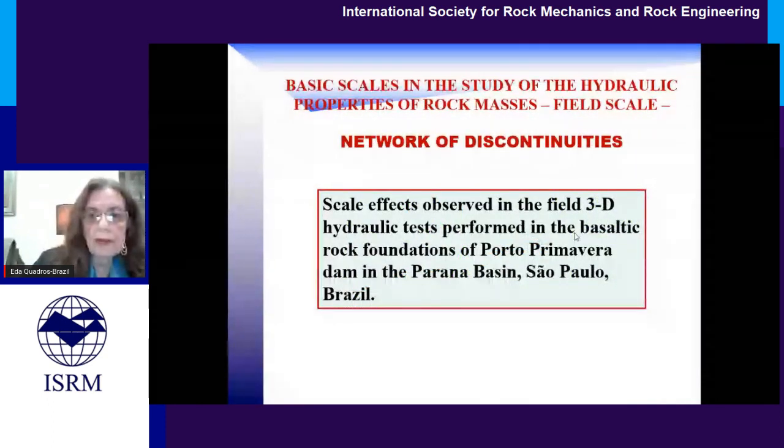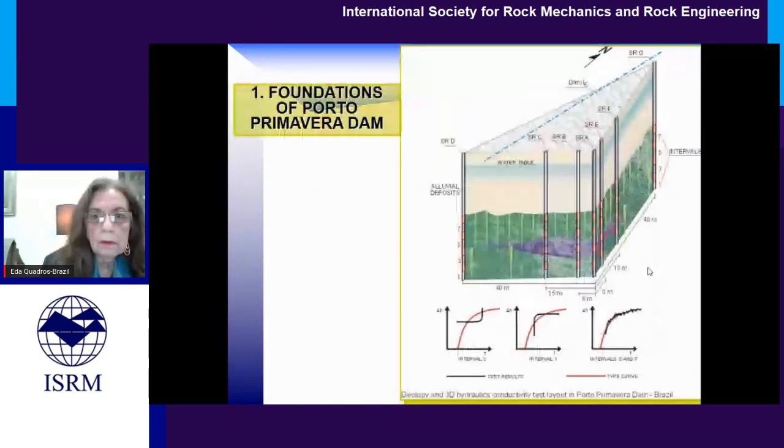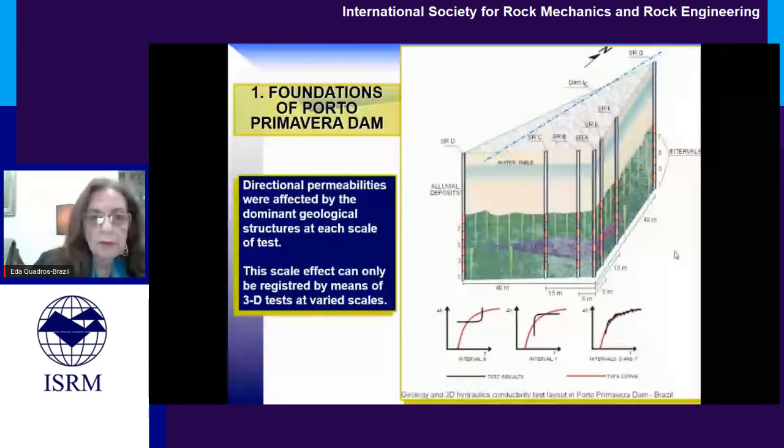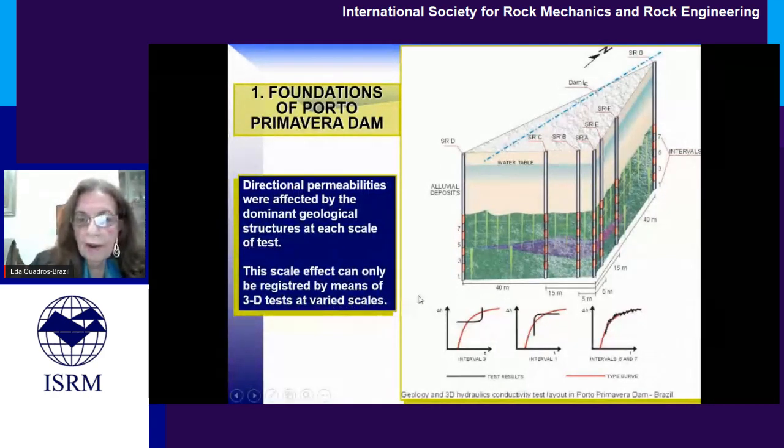And now we show the scale effects resulting from the three-dimensional tests performed in the hydraulic rock masses of the Porto Primavera Dam Foundation in the Paraná Basin in Brazil. In the foundations, the directional permeabilities were affected by the dominant geological structure at each scale of test. This scale effect can only be registered by means of three-dimensional hydraulic tests performed at varied scales. Here we have three different behaviors in each different scale of test.